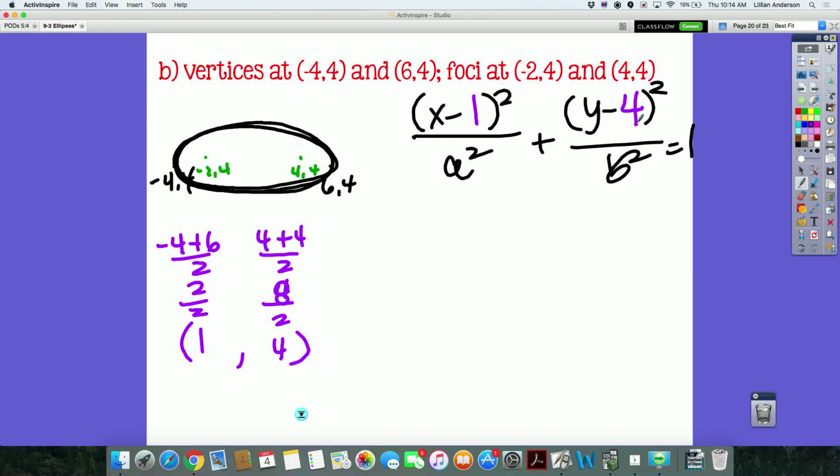To find the value of a, remember a is associated with our major axis length. To go from negative 4, 4 to 6, 4, that is a total of 10 units. So 2a is equal to 10, which means that a is equal to 5 because we divide by 2. So then a squared is going to be 25.